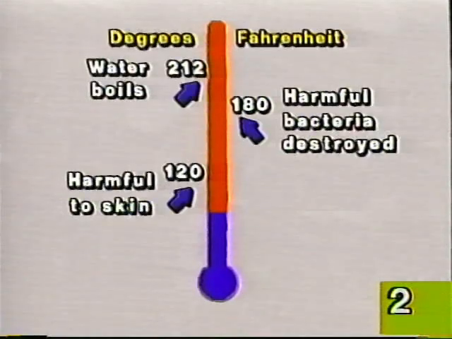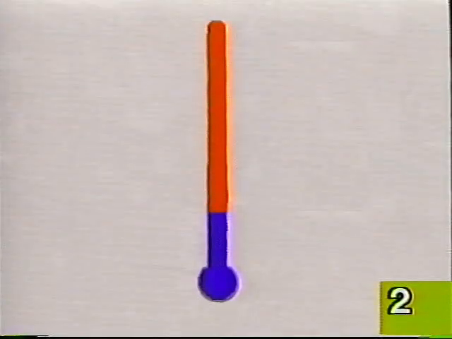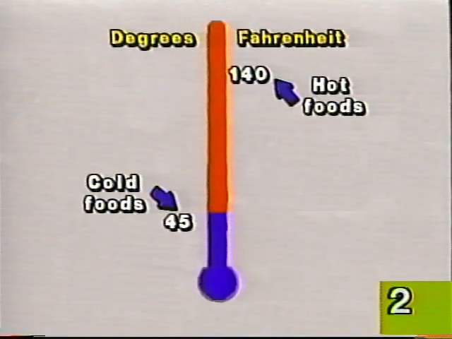The highest temperature the human hand can endure is 120 degrees, but most harmful bacteria are not destroyed until 180 degrees, and water boils at 212 degrees. This diagram should show you how the temperatures relate to one another, how broad the temperature danger zone is, and how easily a food product can enter the zone if not carefully monitored. Cold foods should be kept at less than 45 degrees, and hot foods at least 140 degrees.